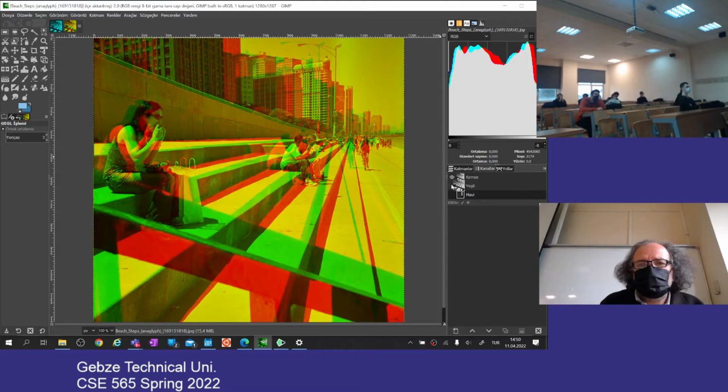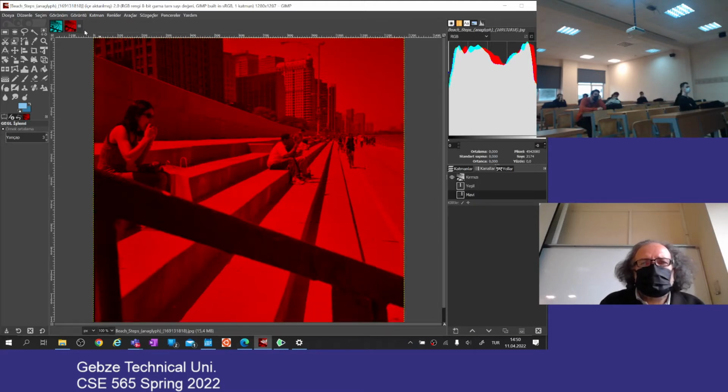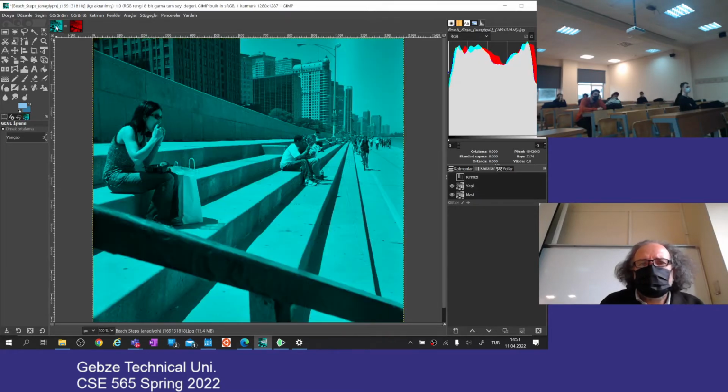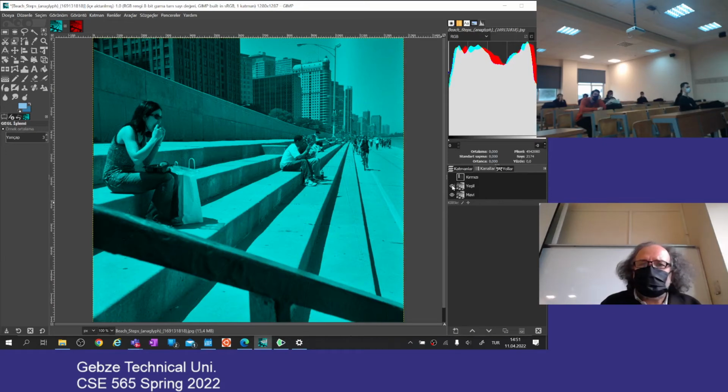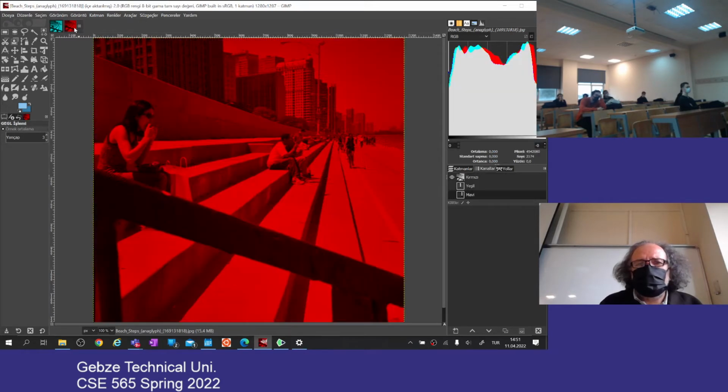Let me do it this way. This is my green image. By the way, do you guys know this? This is RGB. If you combine green and blue, you get cyan color. So this is blue, this is green. If you put them together, you get this color cyan. So this is a cyan image, and this one is a red image.